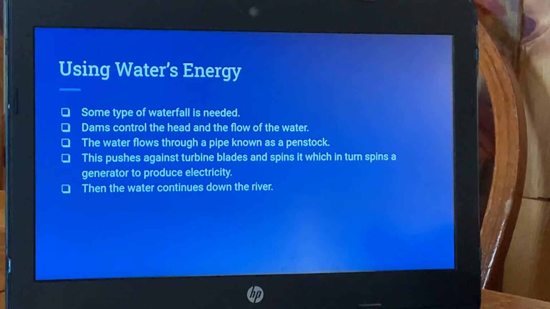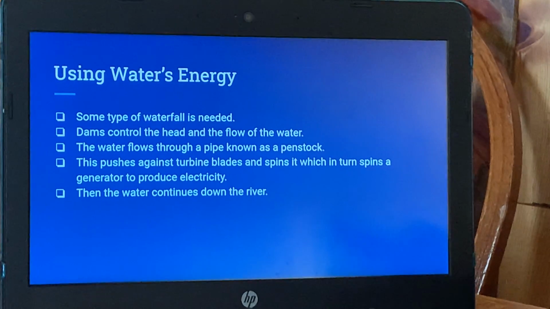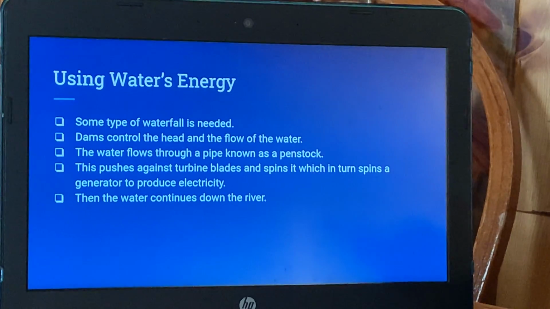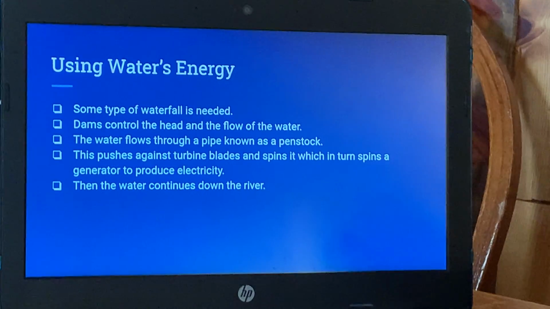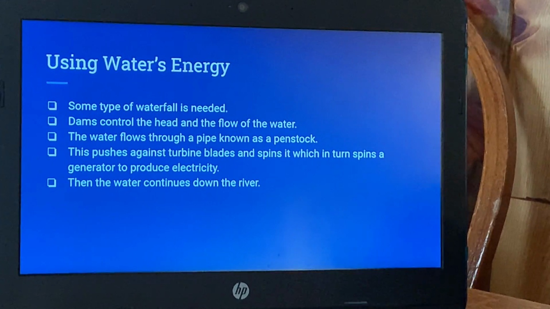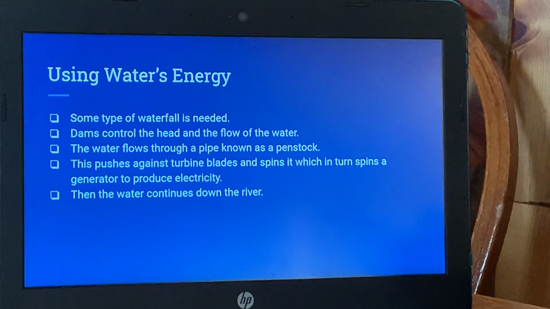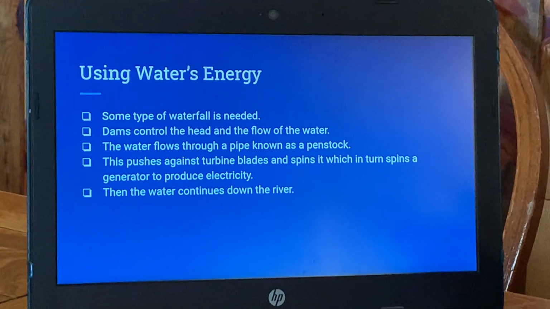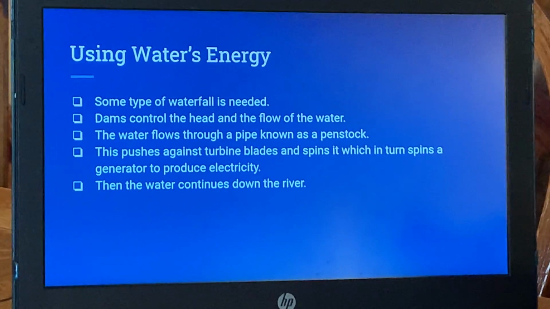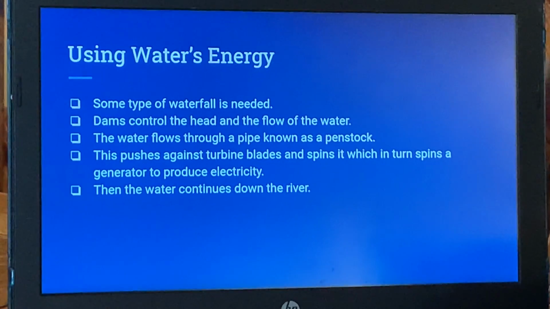So, using water's energy. First of all, some type of waterfall is needed. It can be either natural or man-made with a dam. And the dam controls the head and the flow of the water. The head is the height of the water, and the flow is how much moves through the system. And these determine how much electricity is produced.